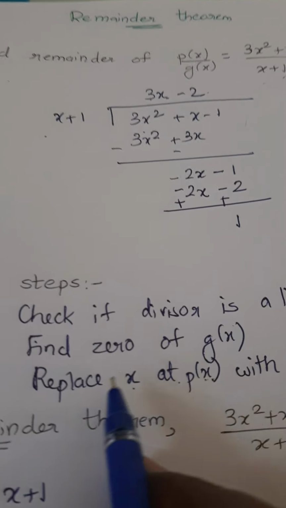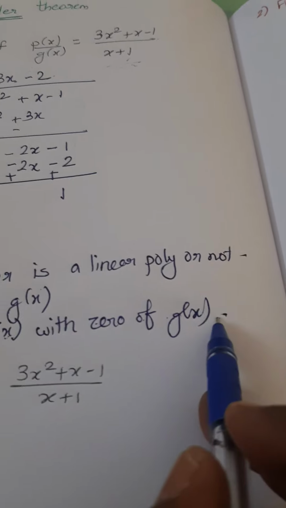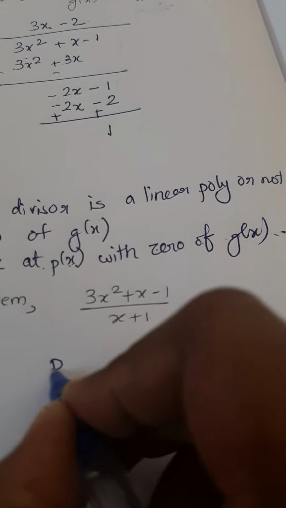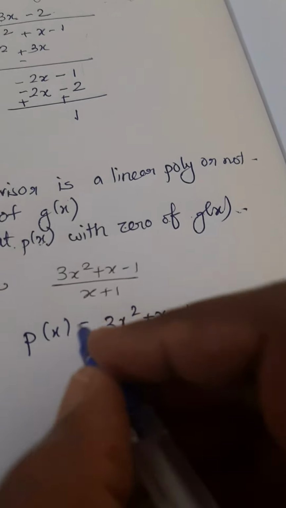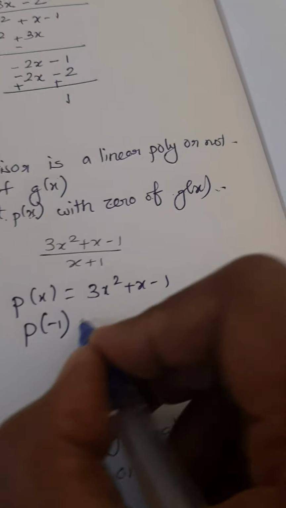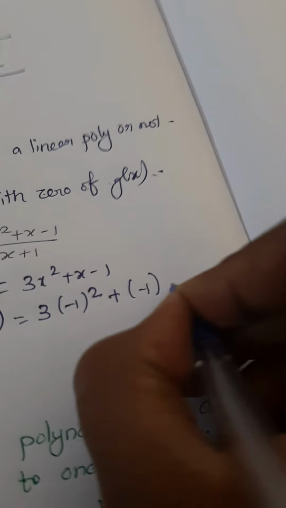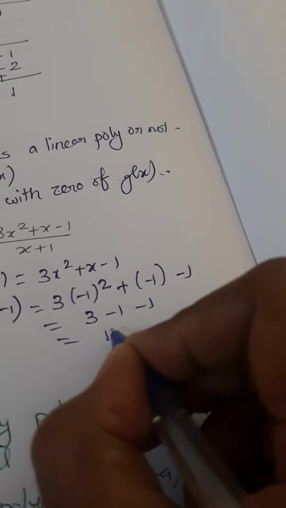What does the third step say? Replace x in p of x with the 0 of g of x. So the 0 of g of x is minus 1. Evaluate p of x, which here is 3x square plus x minus 1. Evaluate p of minus 1, that is at the 0 of g of x. So you will get 3 into minus 1 whole square plus minus 1 minus 1. This will be 3 minus 1 minus 1. That will be 2 minus 1, which is 1.